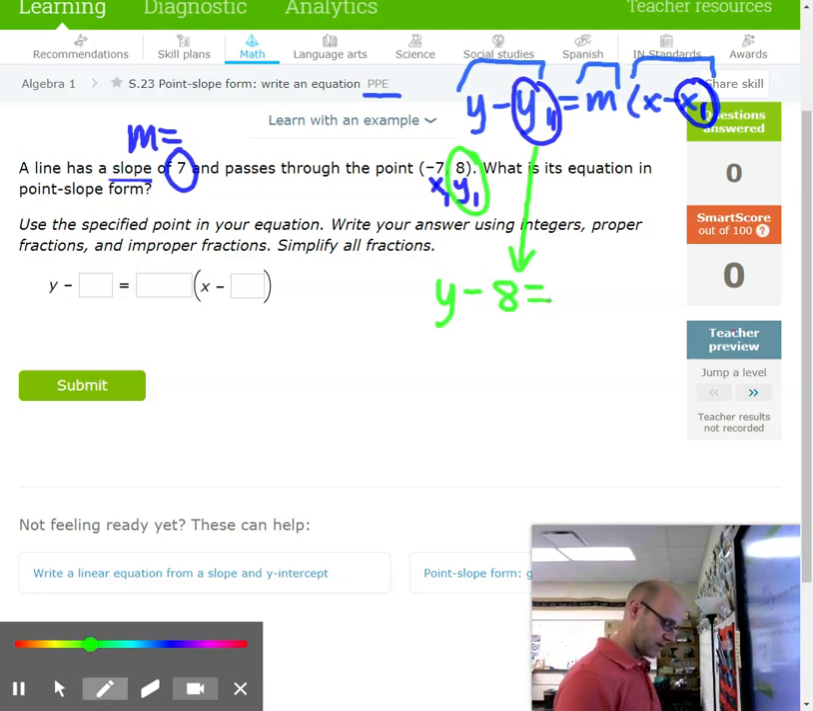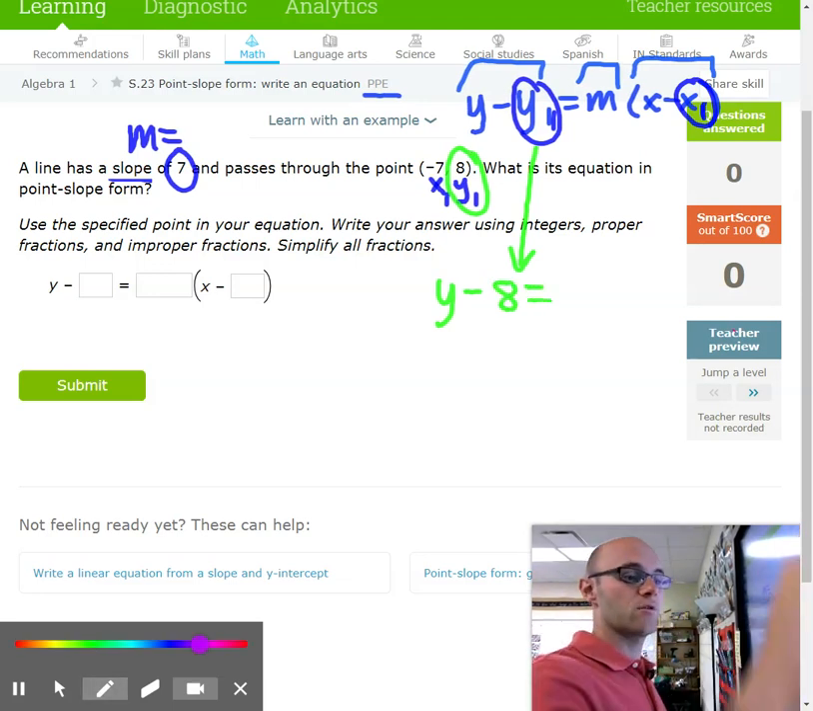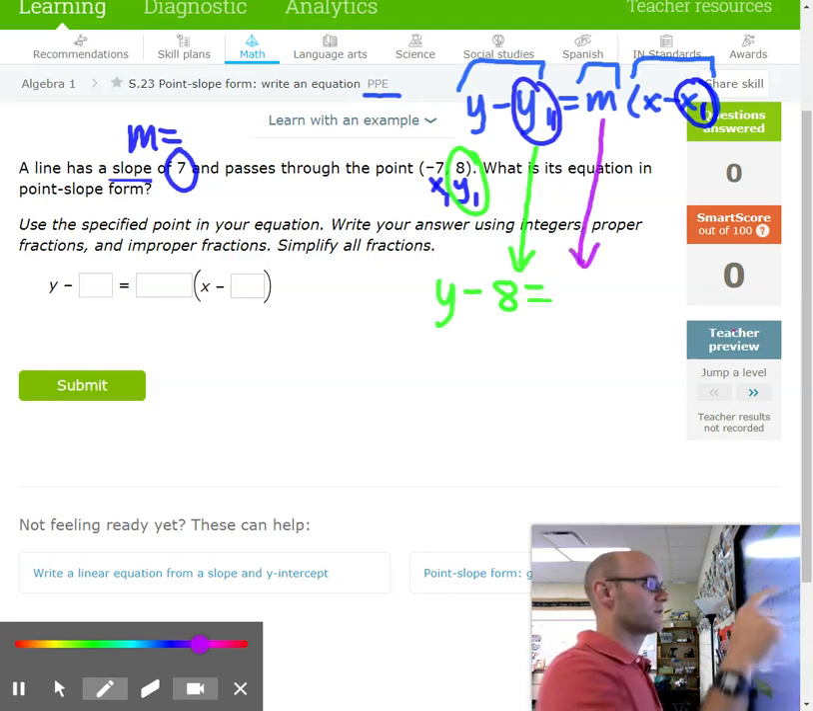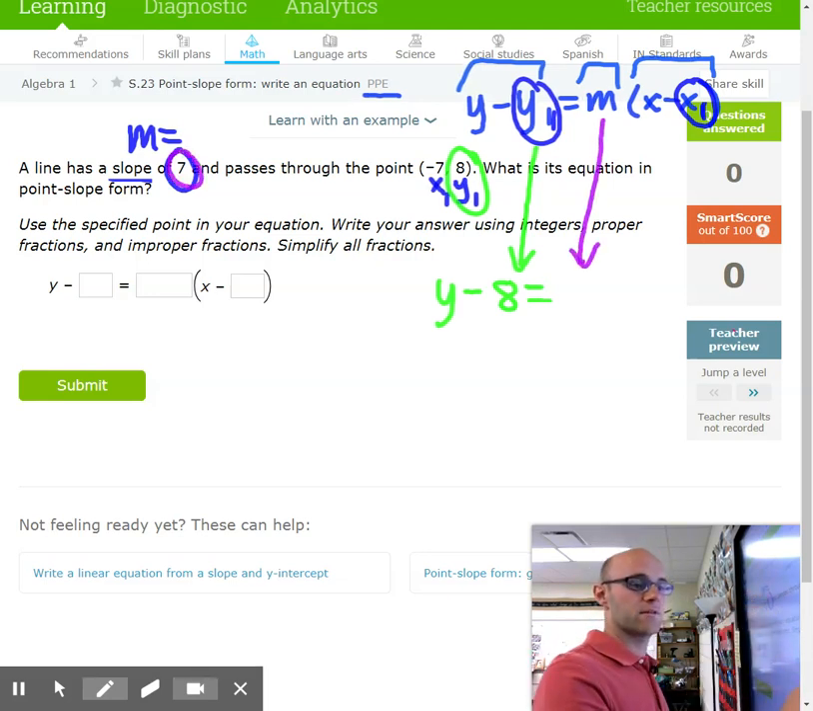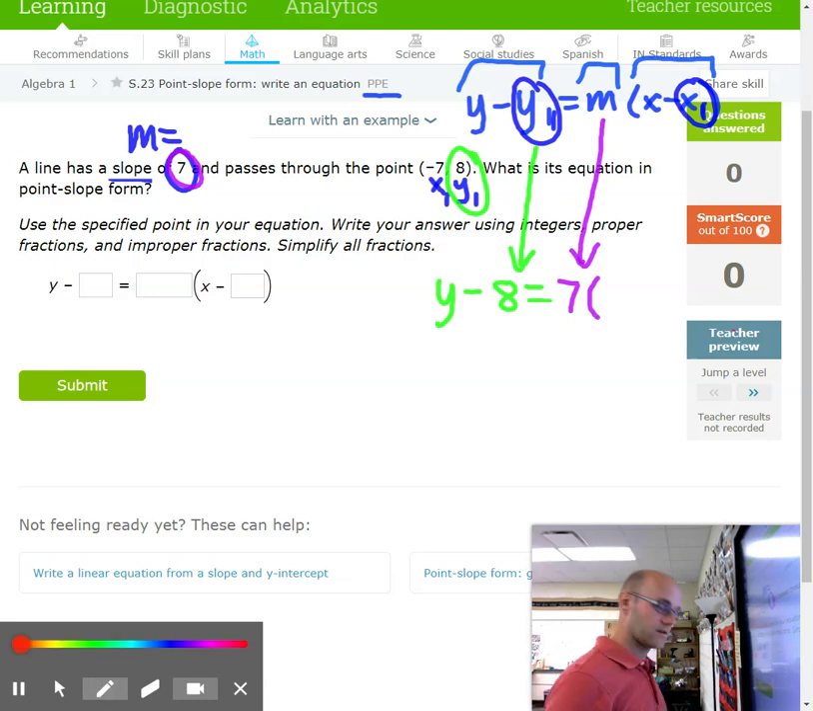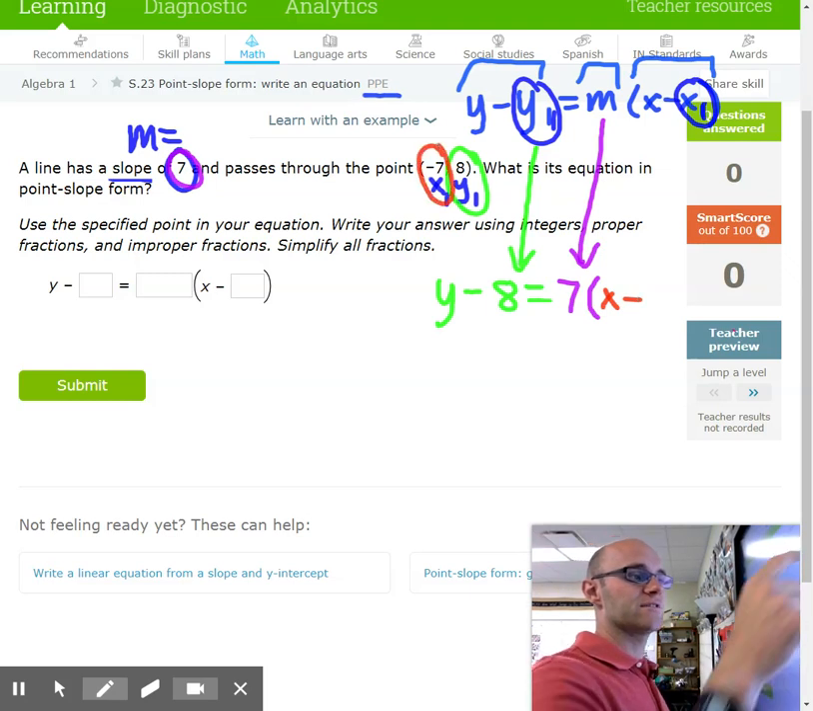Equals, okay, let's look for our slope here. The slope for us is the 7. Let's plug that in right here. Times, okay, then we have x minus, okay, our x1 value is negative 7.